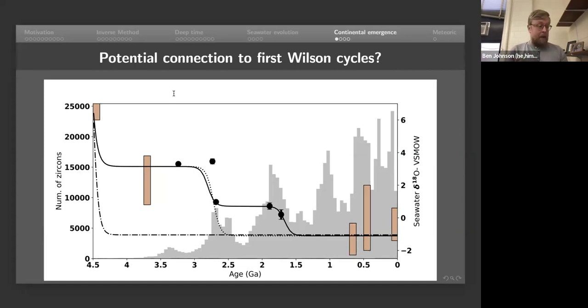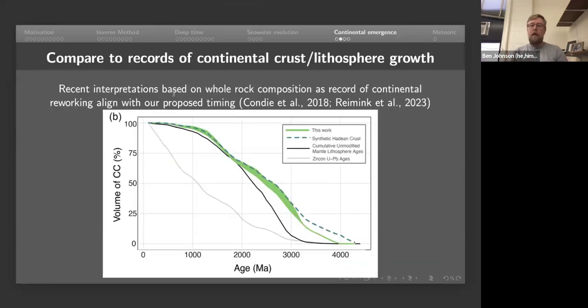So this is our working hypothesis to explain this data. It does tend to align with some other recent work estimating growth rates of continental crust. What I'm showing here is a plot from Reimink et al. 2023. What they did in this study is they tried to estimate the growth rate of continental crust based on whole rock geochemistry and using hafnium ages of zircons as a proxy for extraction age from the mantle. And that's what's shown here in their plot.